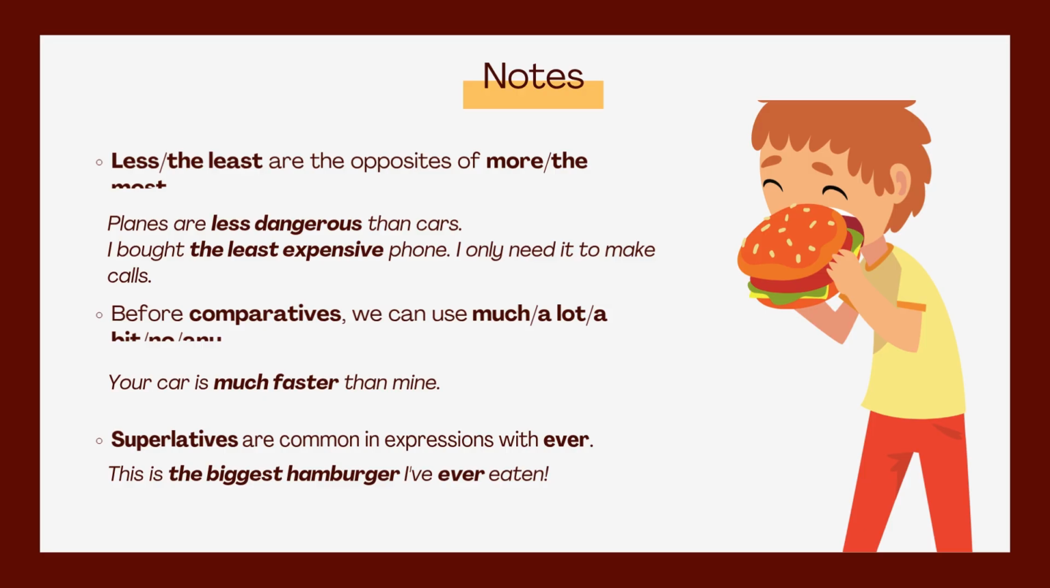3. Superlatives with ever. Finally, superlatives are commonly used with the word ever to express a first-time or extreme experience. The example in the slide is, "This is the biggest hamburger I've ever eaten." So the structure, the plus superlative plus ever, is a natural way to describe the most extreme experience in your life so far. That concludes the key notes for this slide.